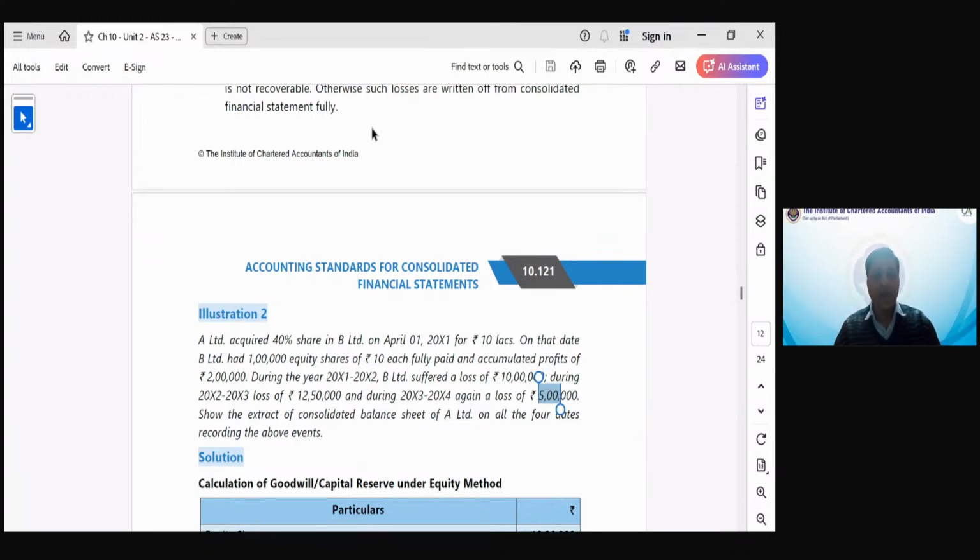Can you tell me the amount which A Limited will record on the date of acquisition? Okay, over to you. Then I'll move on to the next years. Please don't look at the solution which is given. Just apply your thoughts and try to solve this. Yes, over to you.